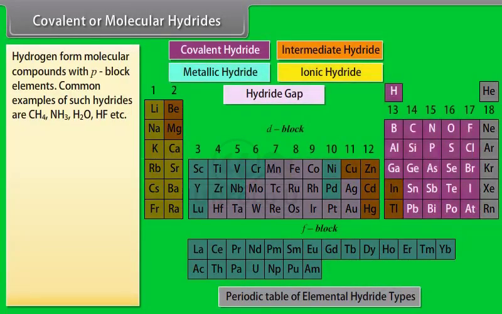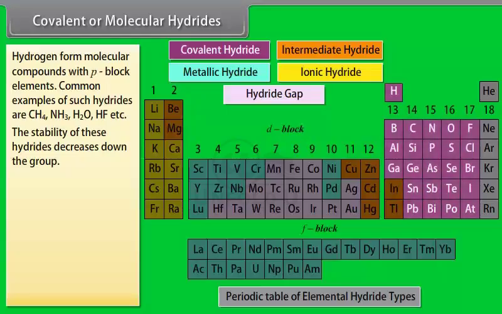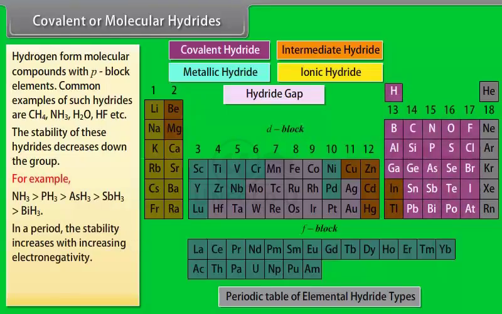Hydrogen forms molecular compounds with p-block elements. Common examples of such hydrides are CH4, NH3, H2O, HF, etc. The stability of these hydrides decreases down the group. In a period, the stability increases with increasing electronegativity. For example, covalent or molecular hydrides.